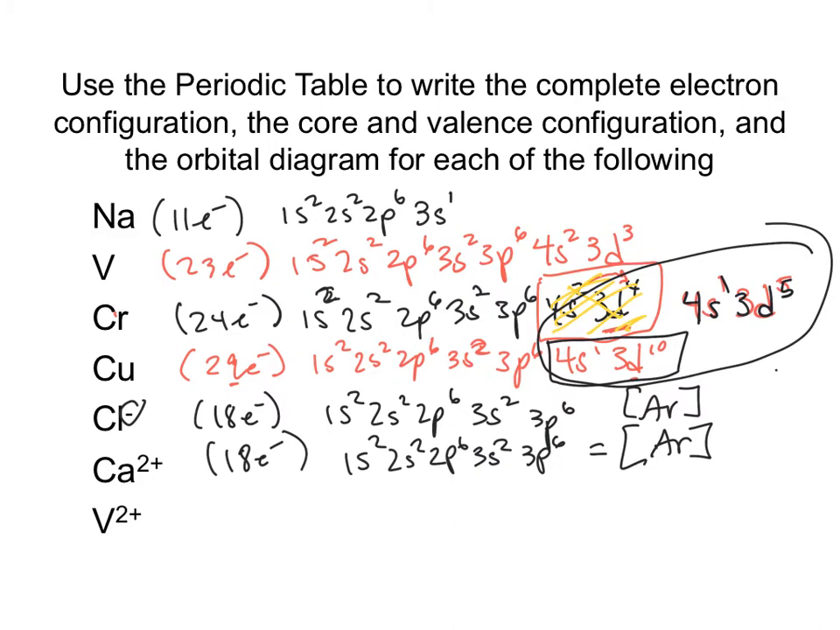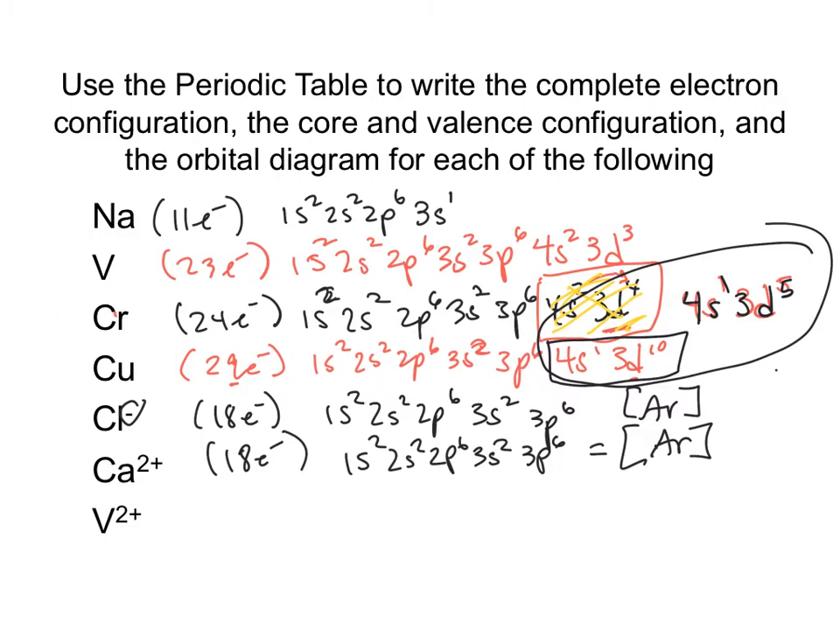All right, and then finally vanadium 2+. I said earlier that vanadium has 23. If we're looking at vanadium 2+, it's going to be 21 electrons. So the question is, are the 2 electrons that are going to be removed going to come out of the 4s2 or the 3d3? And the answer is they're going to come out of the 4s2.